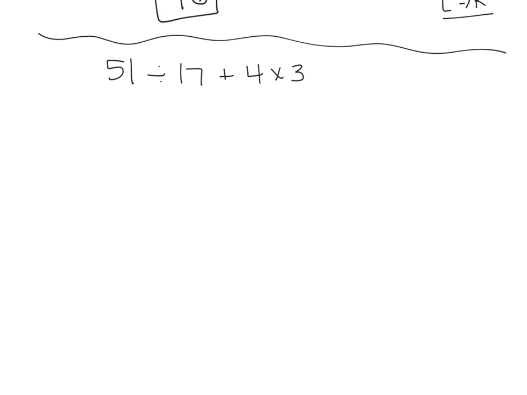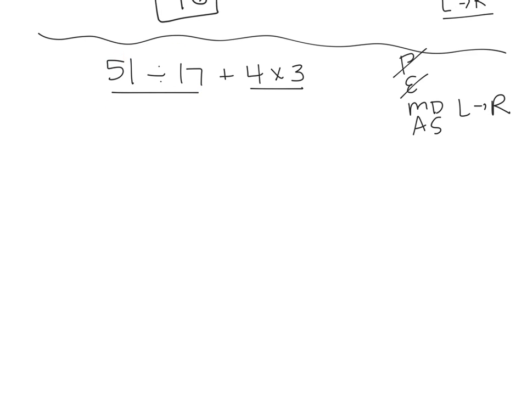Okay, let's do another one. 51 divided by 17 plus 4 times 3. Remember, PEMDAS is our checkoff to keep our operations in order. We do not have parentheses. We do not have any exponents. Therefore, we go on to multiply and divide. We have multiply and we have divide. Which one is on the left? Divide. So we will start here.